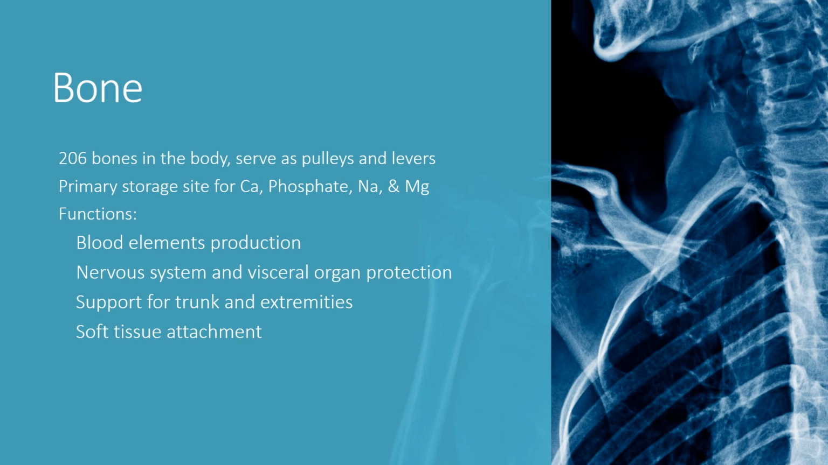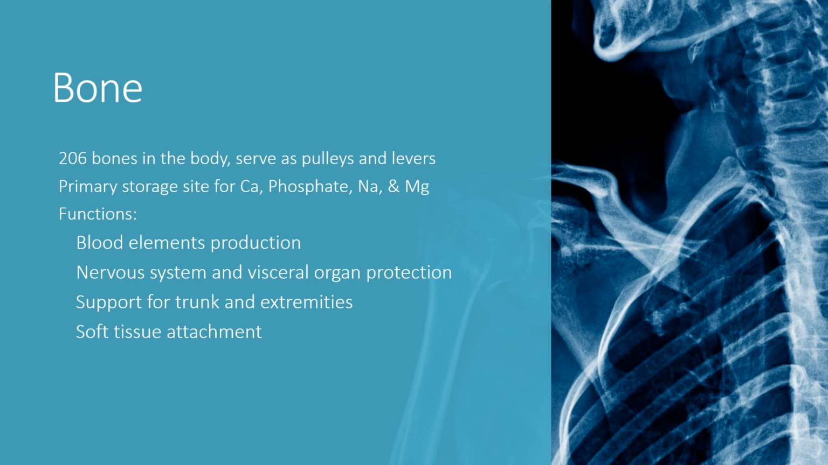Support. Bones help to provide rigid internal support for the trunk, for example the spine, the rib cage, and the extremities. This helps to maintain body structure and posture and assists in weight-bearing activities.